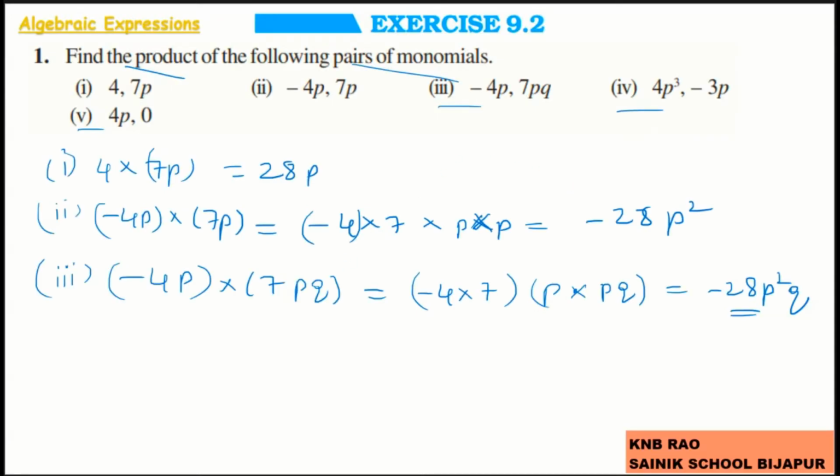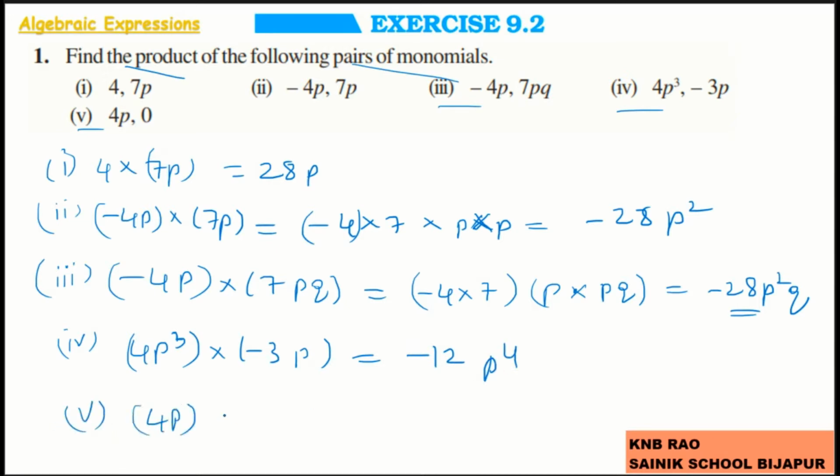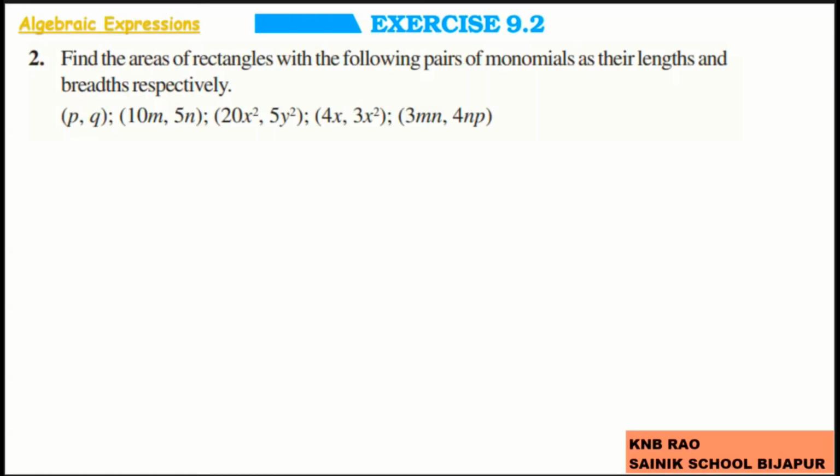And coming to the fourth, 4p cube into minus 3p, where minus 4 into minus 3 gives minus 12, and p cube into p gives me p to the power 4. And then fifth, 4p into 0, 0 into anything is 0, so 0 is the answer.